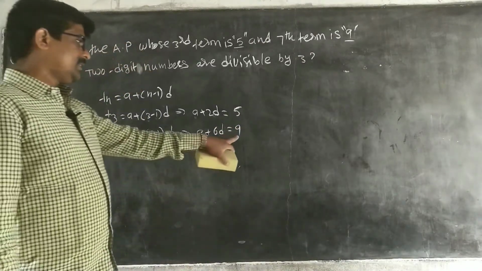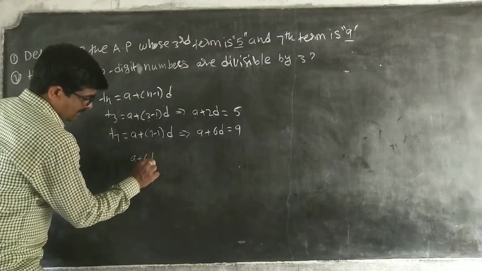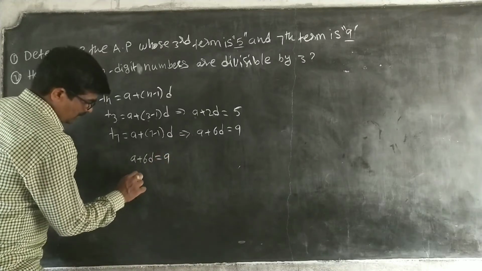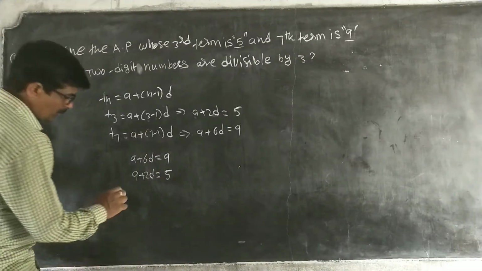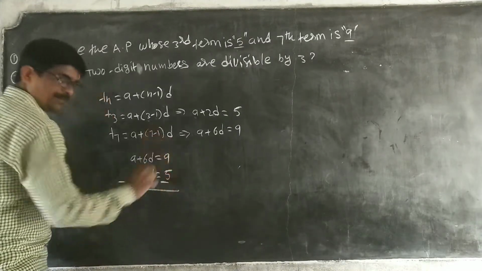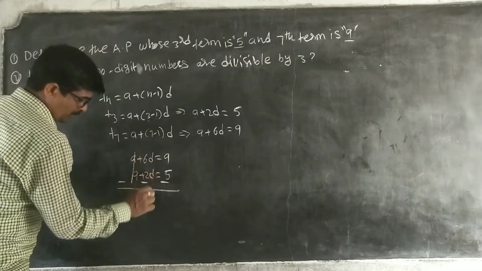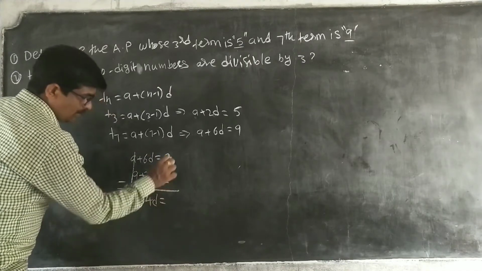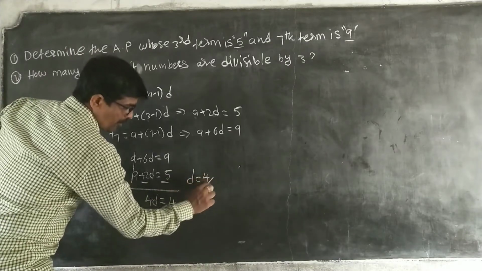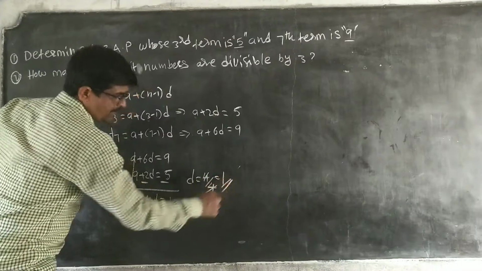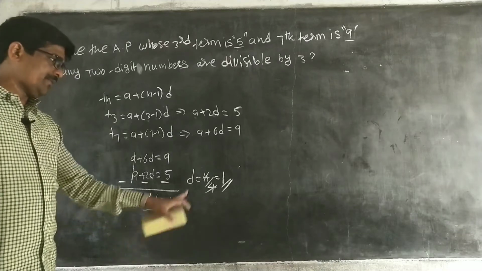Subtract these terms, this minus that. Then you can easily get: a plus 6d is equal to 9, a plus 2d is equal to 5. Doing subtraction, a minus a cancels. 6d minus 2d, 4d is equal to 9 minus 5, 4. Or d is equal to 4 by 4. Now d is equal to 1, we got.